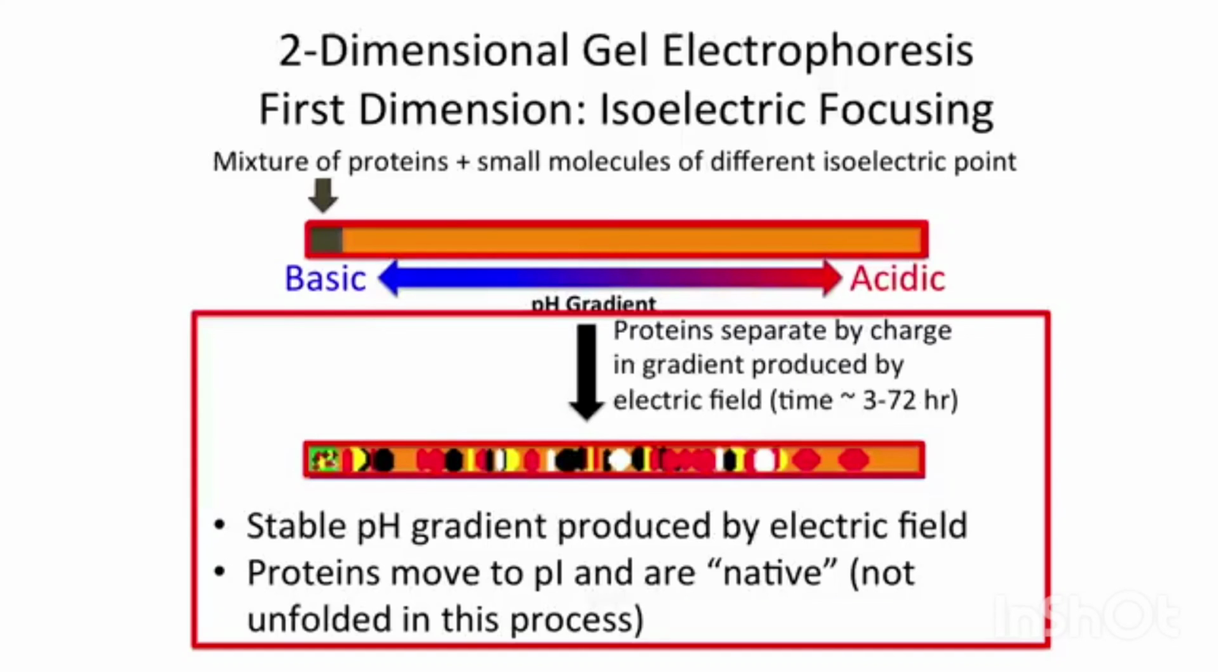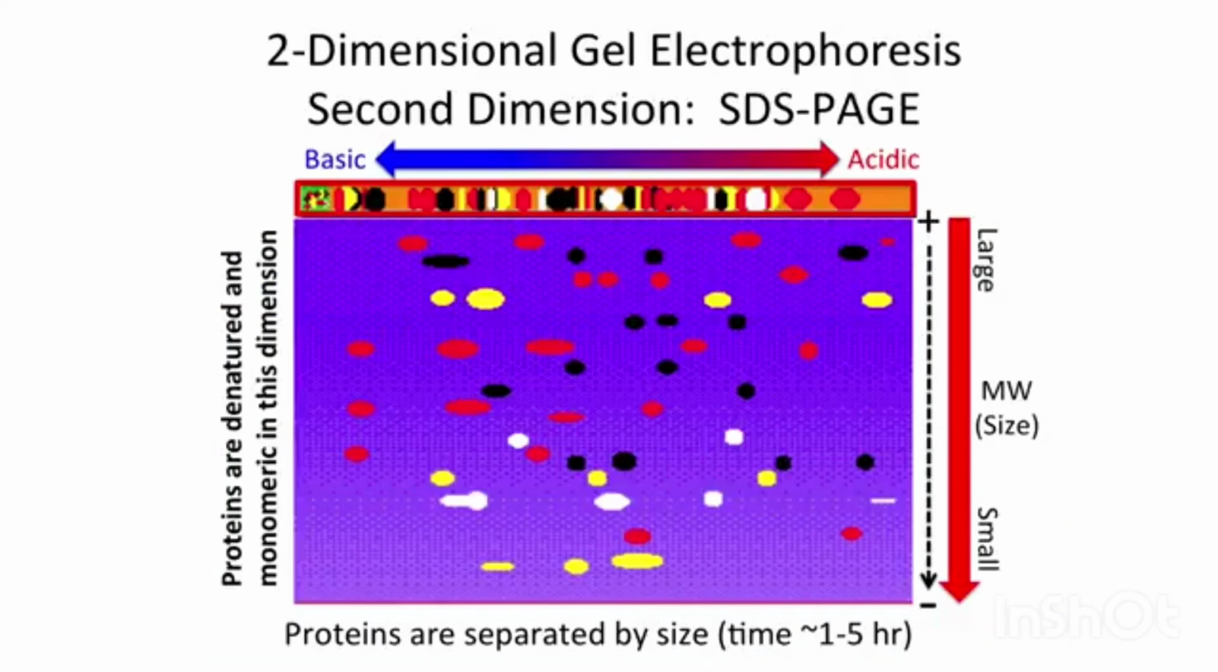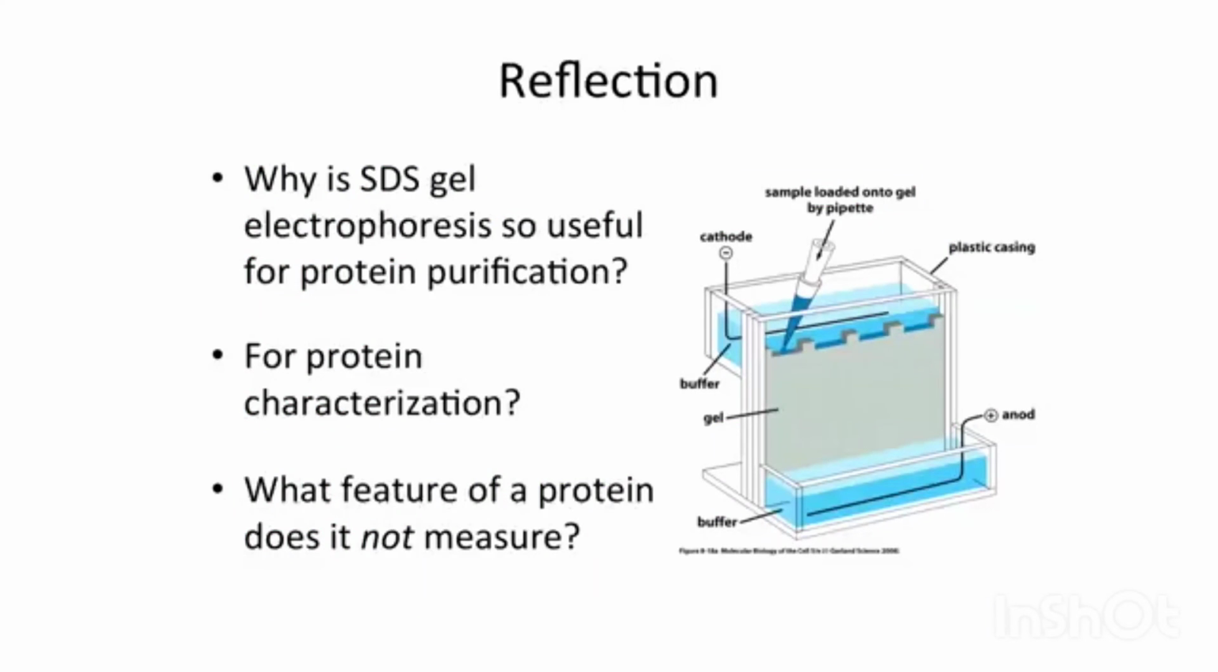So that's 1 dimension. And then if you take that gel and lay it on top of an SDS gel, and run it in the 2nd dimension, which is now down, now you have proteins that are denatured and monomeric. And so you can get an idea of both isoelectric point and monomer molecular weight. So why is SDS gel electrophoresis so useful in protein purification and for protein characterization? But what feature of a protein does it not measure?